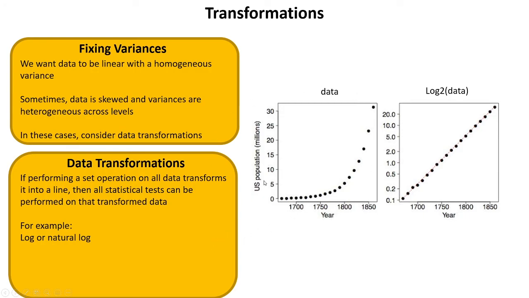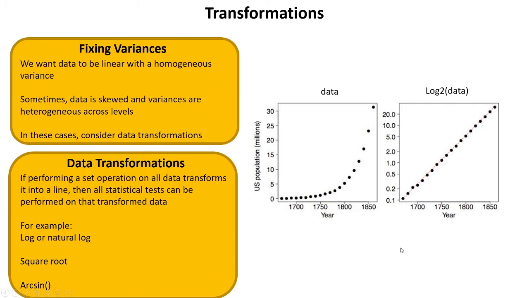So if you wanted to transform this to be a line so that you could have homogeneous variances, you could simply take the log 2 of all of your data points and then replot them. And now your data would be linear after this transformation. And you could simply perform your statistical tests on this logarithmically transformed data as opposed to your other data. And so you can do the residuals plot on your transformed data. You can do Bartlett's test on your transformed data, your test for normality, whatever it is you want to do.